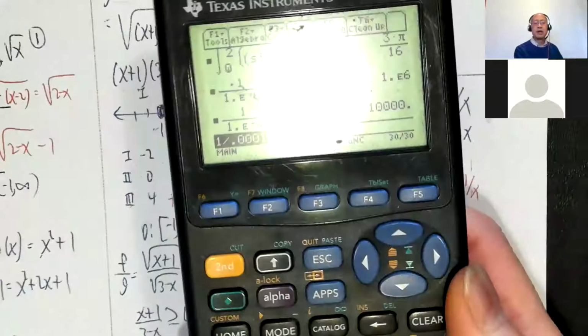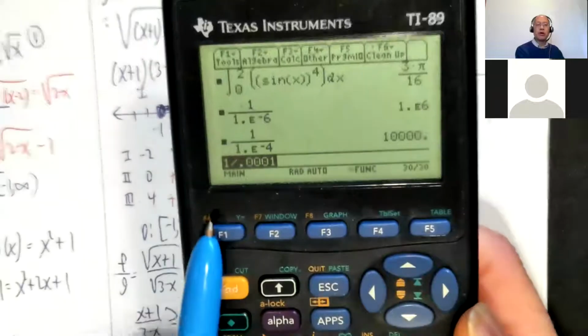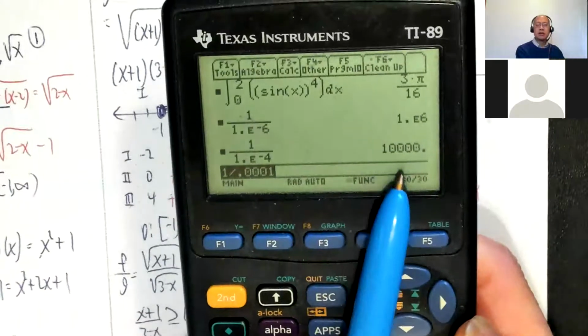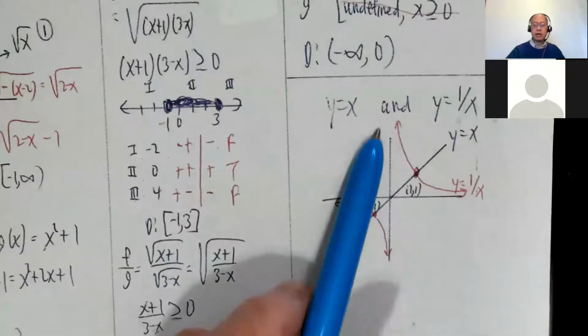That's a little bit better. 1 divided by 0.0001 is 10,000. So if you divide by a small number, you get a big number.